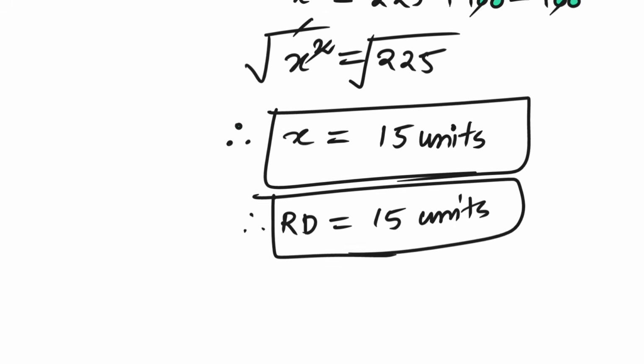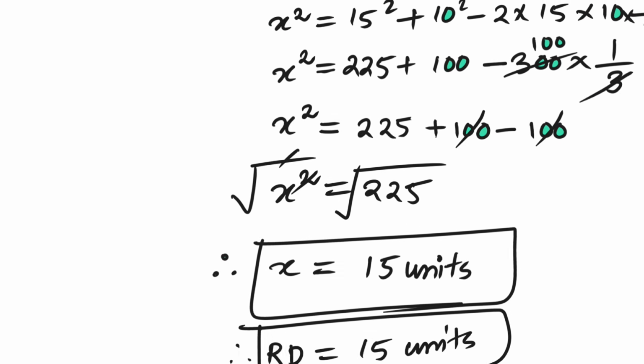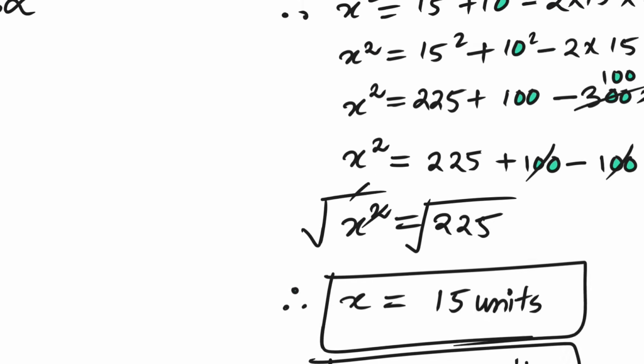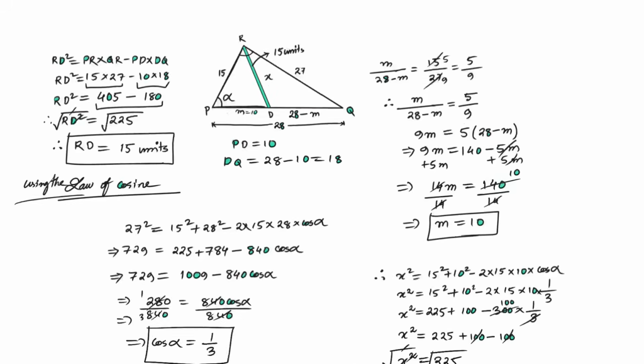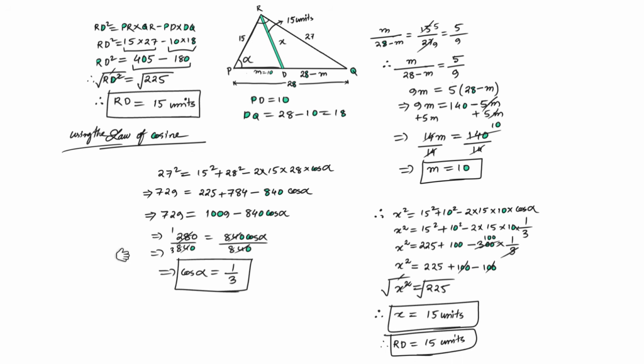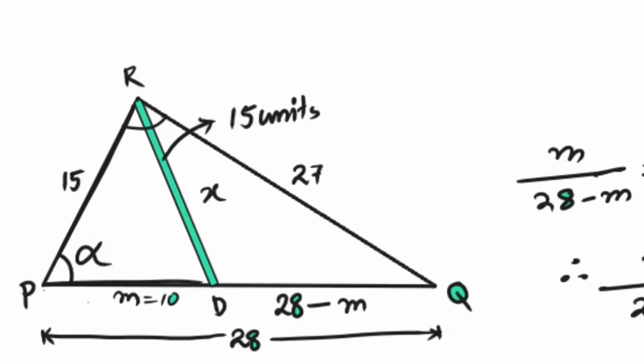Notice how beautiful the second method is. After calculating the cosine of angle alpha, the law of cosines applied to the smaller triangle produces a cancellation, leaving us with exactly 225 under the square root. And the square root of 225 is 15. So both methods agree perfectly. Using the angle bisector theorem and the angle bisector length formula, we obtained RD equals 15 units. And using the law of cosines, we independently obtained RD equals 15 units again. Therefore, our final answer is 15 units.